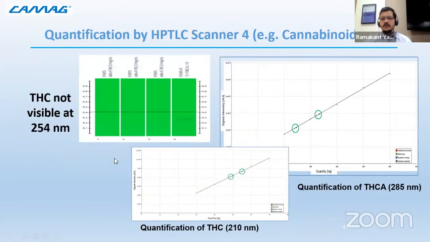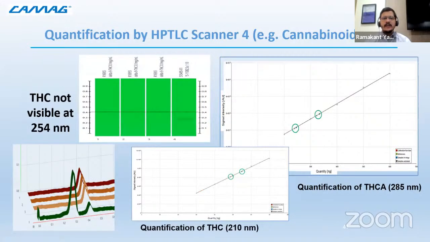Then what is the use of the scanner in further depth? The bands which are not visible under any light, by using the Visualizer or UV cabinet, we can scan the plate as per their lambda max values. Here tetrahydrocannabinol is not visible under 254 nanometer light. Then we can generate a single wavelength of 210 nanometer, which is the lambda max value of THC, and we can generate a peak response for it, and we can find out the presence of THC in the fingerprint.